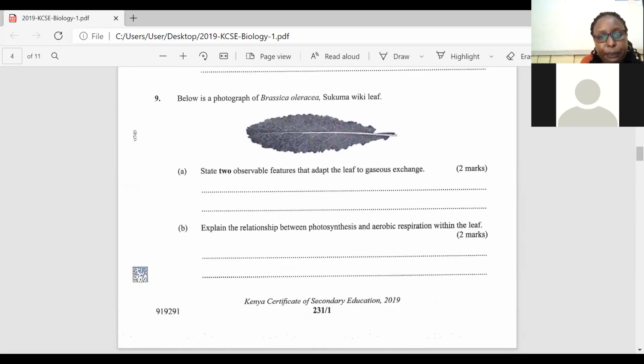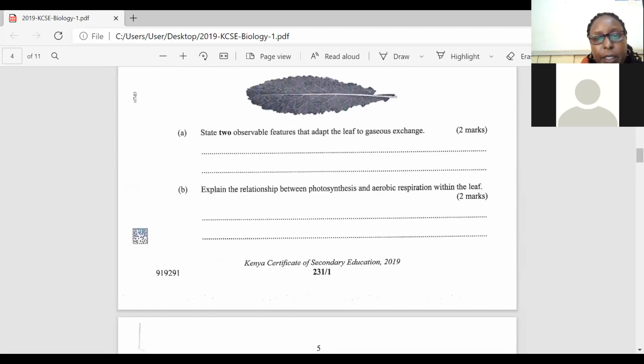Then we have question 9. We have the list there. Part A: state two observable features that adapt the leaf to gaseous exchange. The key words in that question are two. You can see it has been highlighted. Then observable, for a student to also know how to handle that. What would have led them is to highlight observable, what the student was able to see in that leaf, what was to be seen at that time, not just what you have in the notes. So the student had to score from just giving the two observable features from the leaf, which is drawn there.